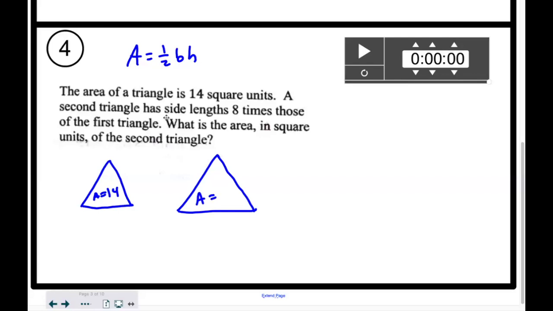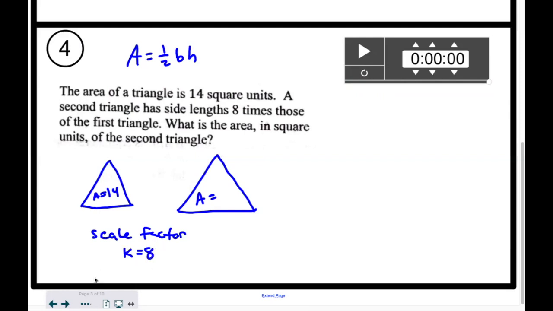Well, if the second triangle has side lengths that are 8 times those of the first triangle, what that means is it has this thing called a scale factor. And the scale factor is 8 because any single dimension gets multiplied by 8. In general, scale factors are what any single dimension gets multiplied by, like length, width, height, radius, anything like that. Even perimeter, anything measured in a single dimension is what gets multiplied by the scale factor.